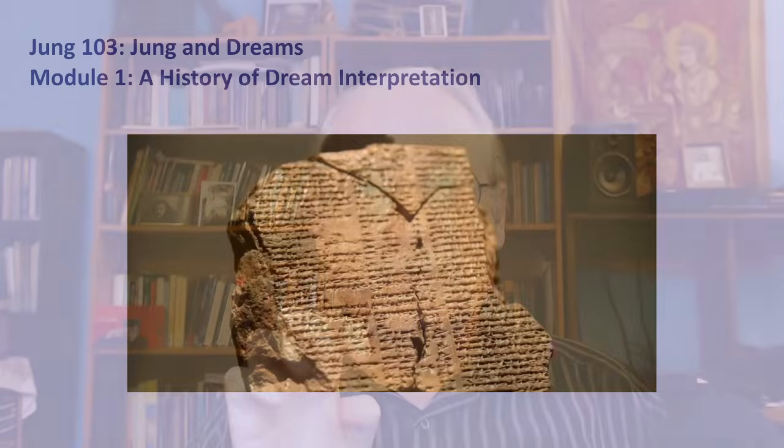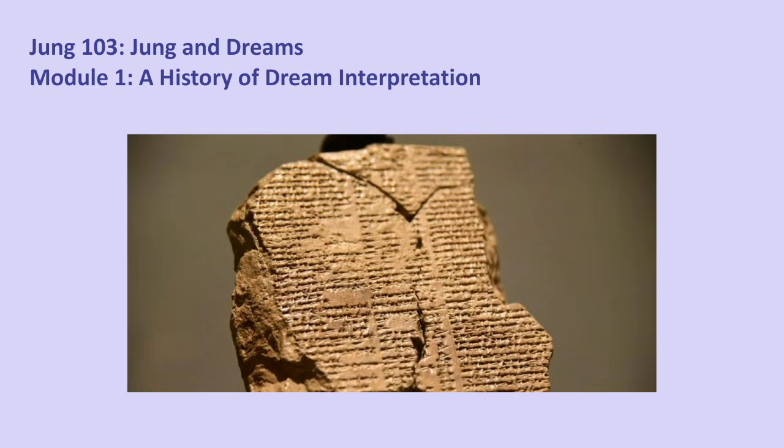When we get to the modules, starting out, of course, with Module 1, we're going to start out with a history of dream interpretation. In this module, we'll review the history of dream interpretation in human culture and see how ancient practices compare to Jung's use of dreams and dream interpretation.